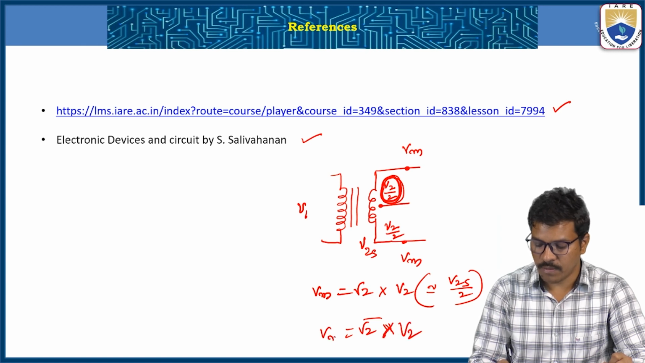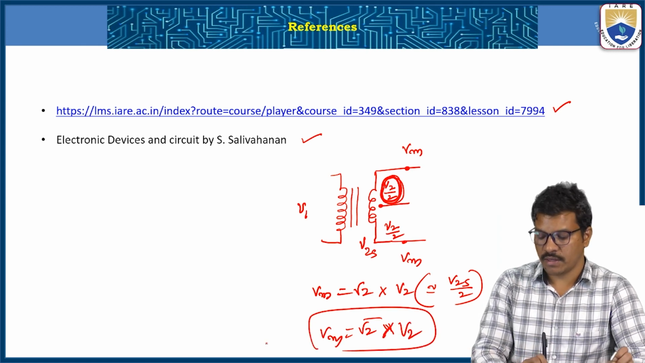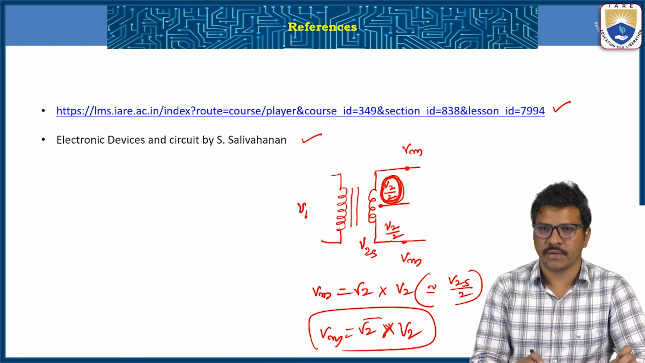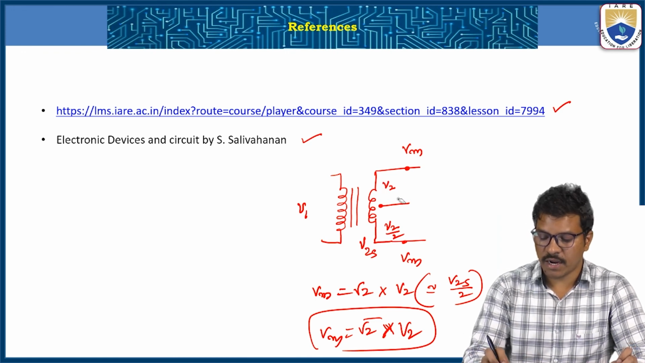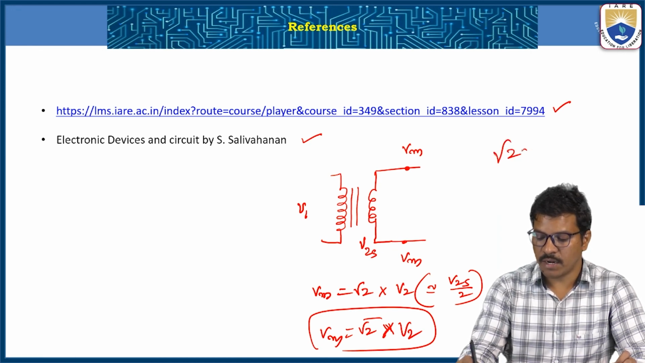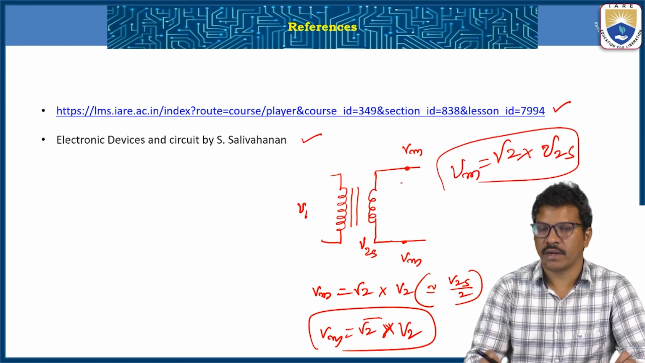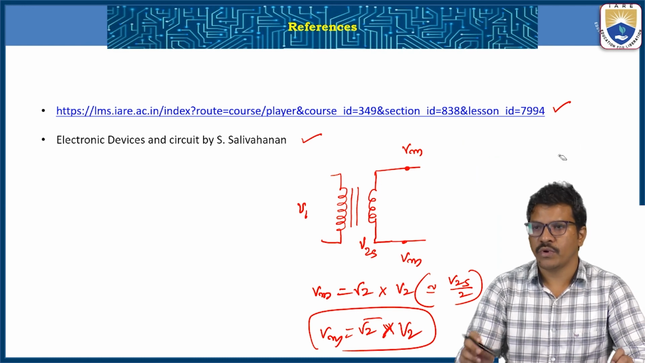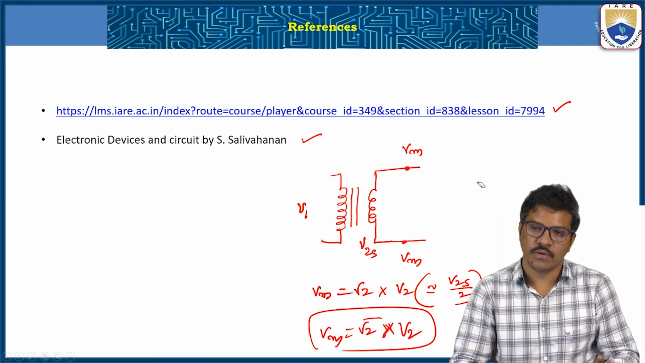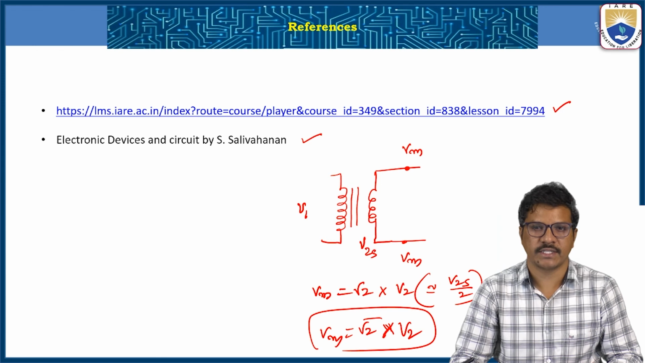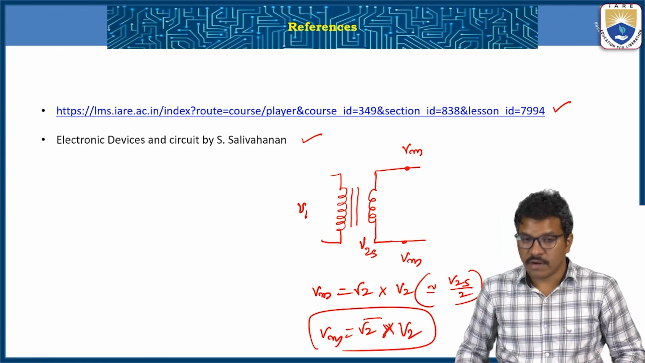Once we know Vm, you substitute everything. If it is not a center tap transformer, whatever the secondary voltage VTS is, root 2 into VTS is nothing but Vm. You must remember it. Once you have no confusion with that, you will easily find the remaining parameters. This is all about problems on full wave rectifier.